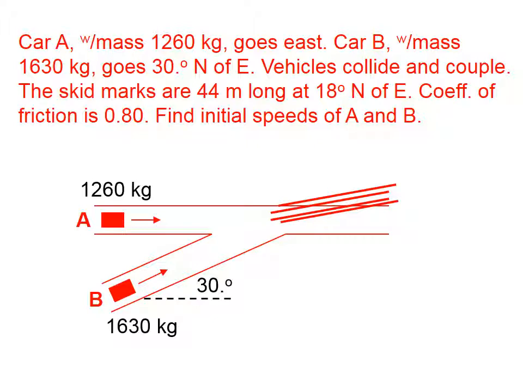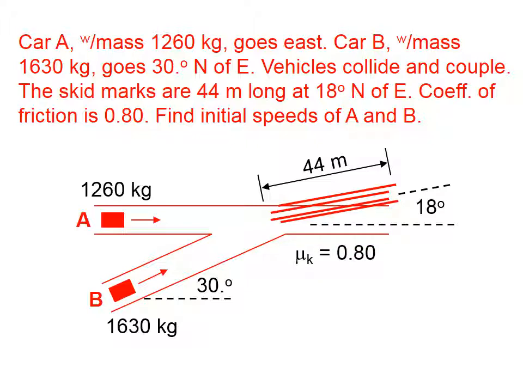The vehicles collide and couple. We know that because we found them at the end of these skid marks when we arrived on the scene. We measured the skid marks, and they are about 44 meters long, at an angle of 18 degrees north of east. So I'm showing that on this diagram. The coefficient of friction is about 0.8, and our job is to find the initial speeds of these two cars.